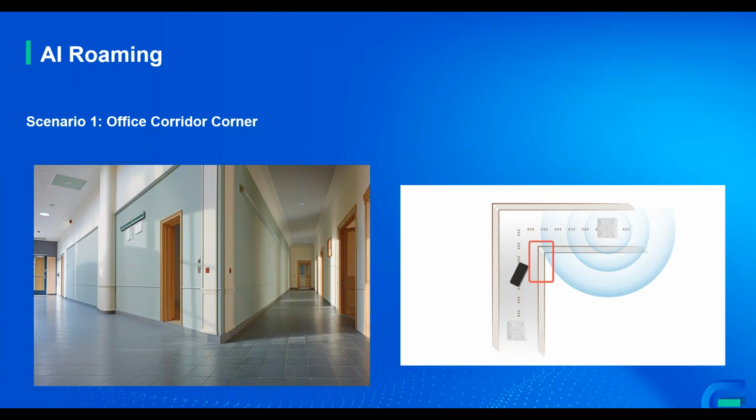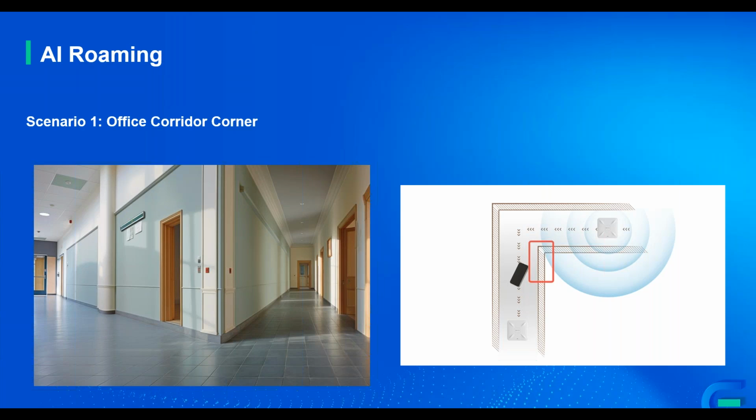So where is AI roaming applied? Okay, it is applied, let's say, in scenario one that we have here, the office corridor corner. One of the major scenarios where AI roaming can play a significant role is the office corridor corner. This is something really common in buildings, right?